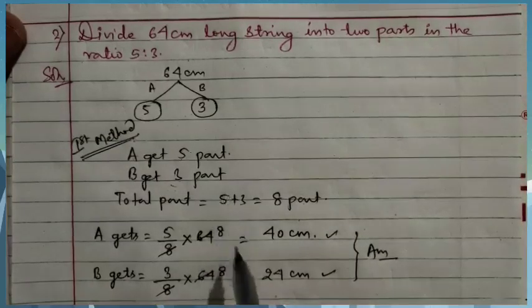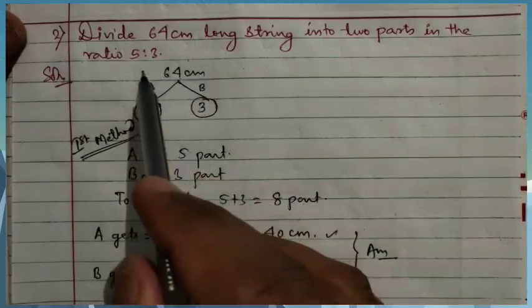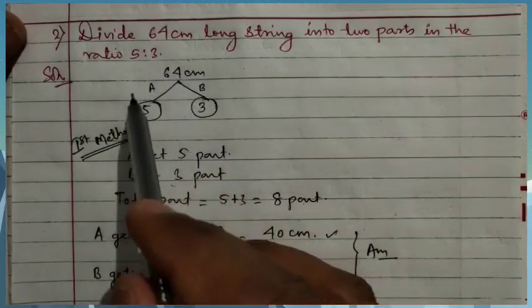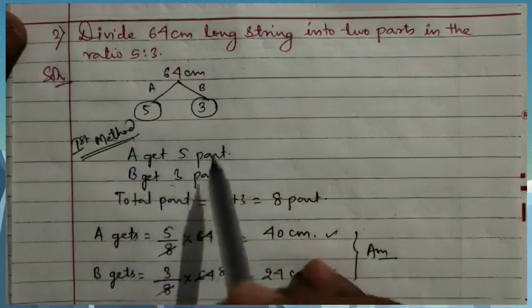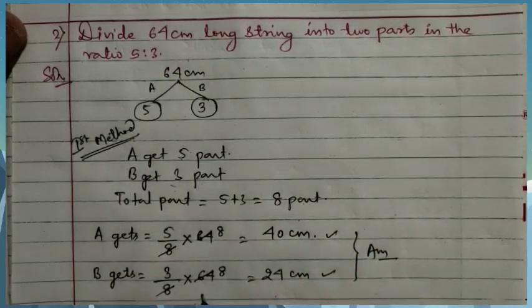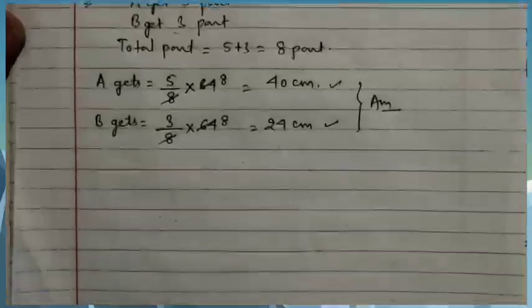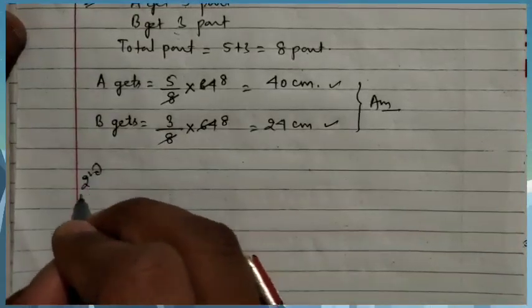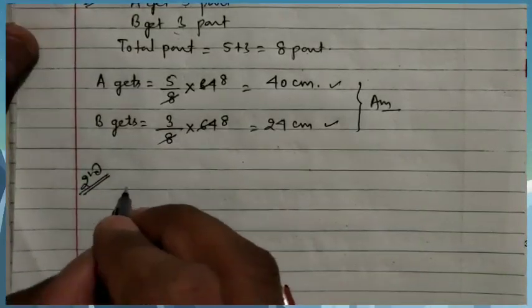You can solve it by this method also. This is also a very easy method. You do not need to write this part in the copy; you can start from here. Now the alternative method, the second method. What will the second method be?